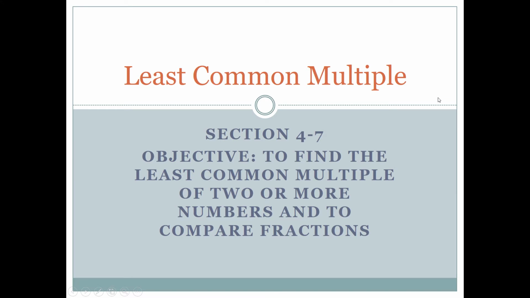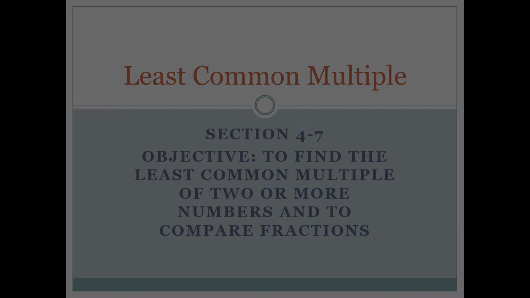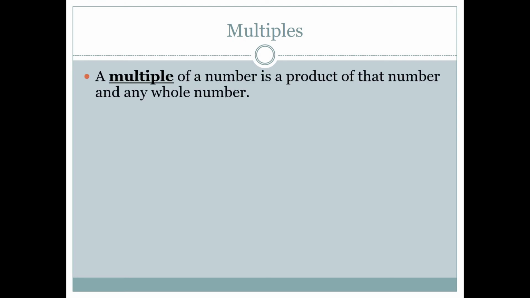Hey everybody, we're going to talk about least common multiples here. This is section 4.7 in your book. First off, let's talk about multiples. So there you see the definition of a multiple. It's a product of that number and any whole number.